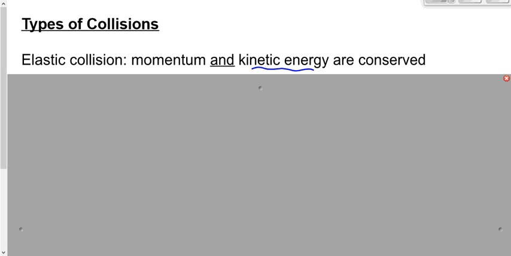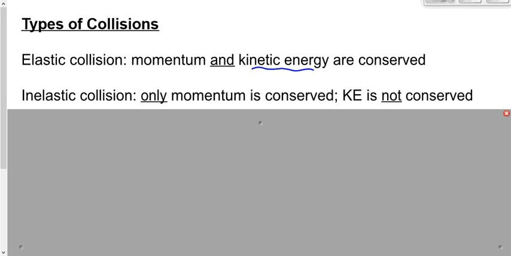Now, the other kind of collision we have is called an inelastic collision. It's a collision in which, well, momentum is still conserved because as long as we have an isolated system, momentum is always conserved. But this time, kinetic energy is not conserved. In other words, kinetic energy will be lost. You have less kinetic energy after than you have before.